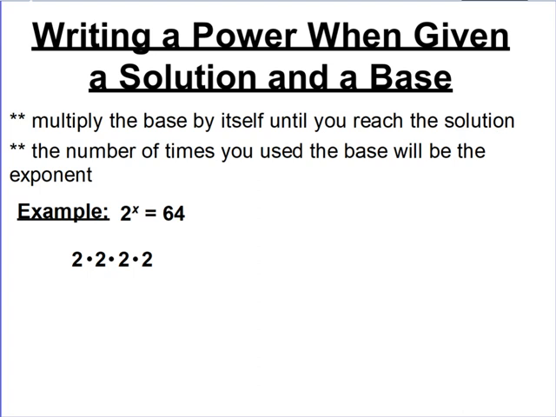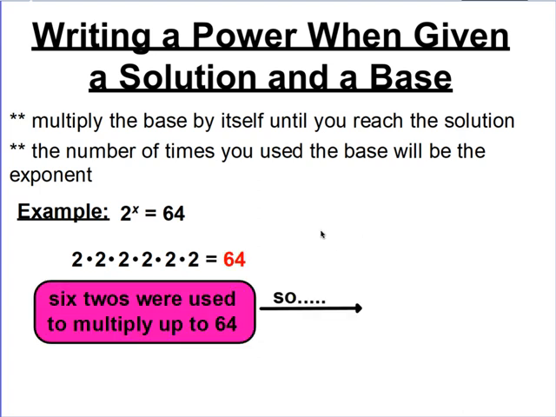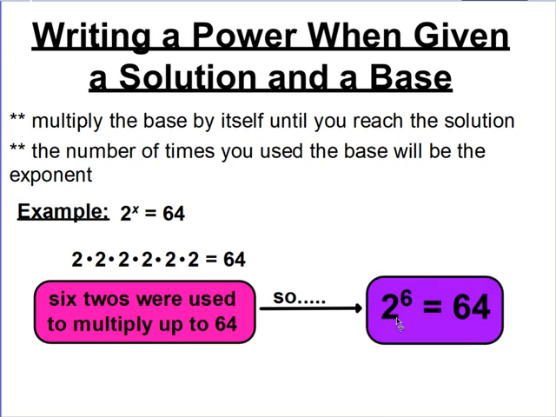Add another 2 on. 2 times 2 is 4. Times 2 is 8. Times 2 is 16. Times 2 is 32. Still not the right answer. I got to put another 2 on here. Okay, so if I add one more 2 on, what I'll notice is that if I multiply all of those together, this was 32 times 2 at the end here, so 64. I used 6 2's to get an answer of 64 for my power. So what that means is 2 to the 6th power is equal to 64.